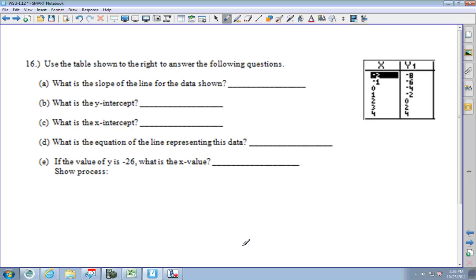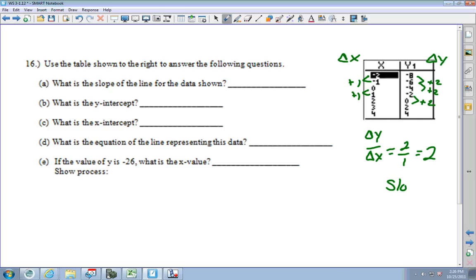Try and answer these questions if you haven't done that already. You'll go up here and do delta y, the change in y right here, plus 2, plus 2. All the way down, these are all plus 2. It's kind of too crunched up for me to write them all. Delta x, plus 1, plus 1. So I have delta y over delta x, 2 over 1. That's 2. What is this called? This is my slope. So my slope is 2.